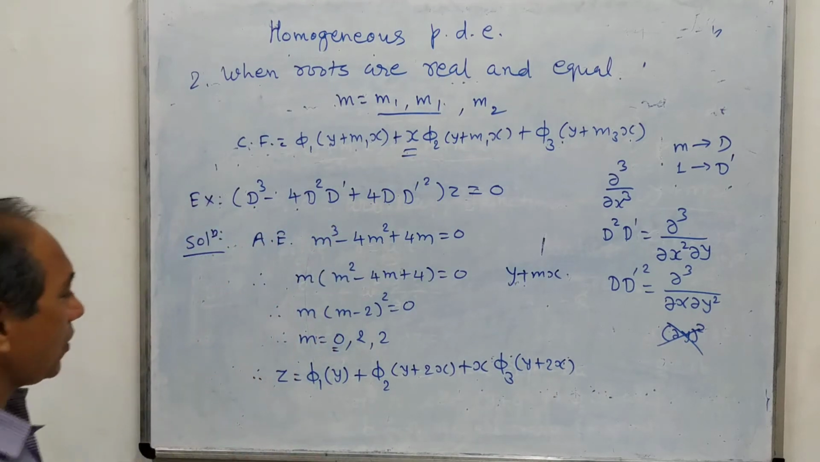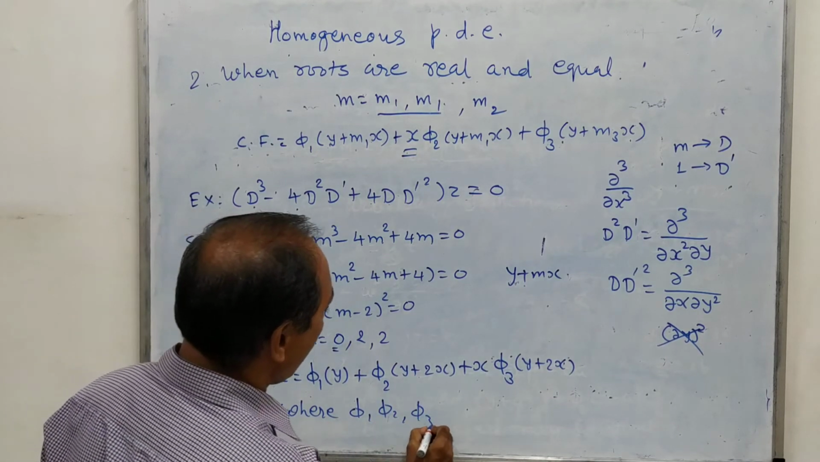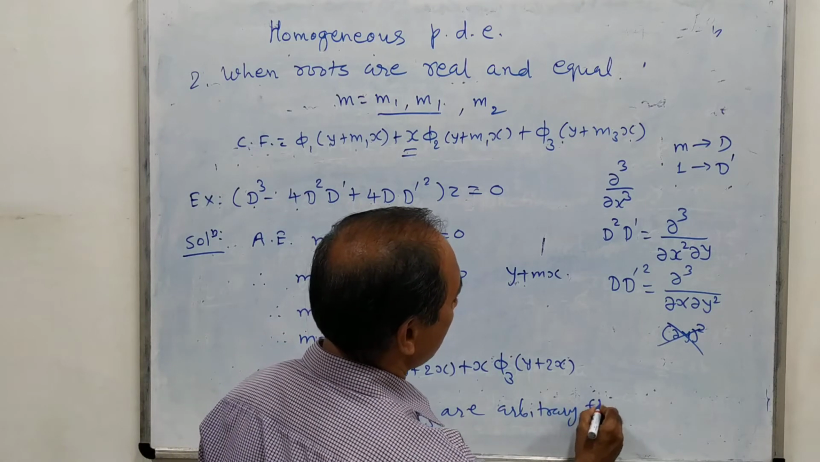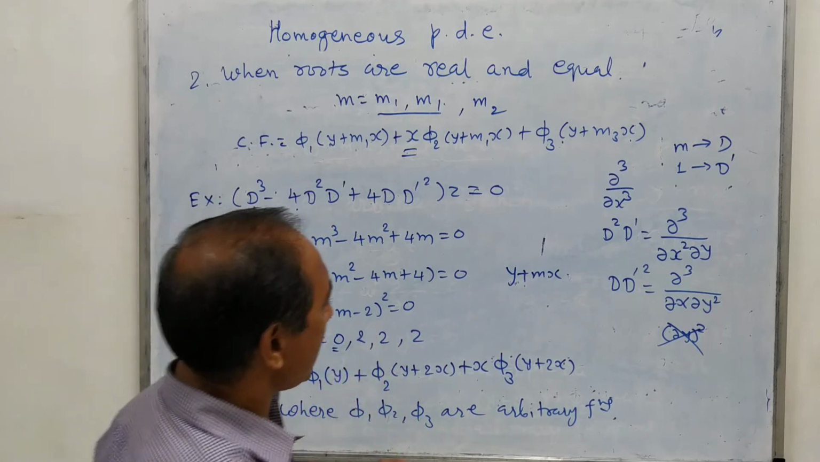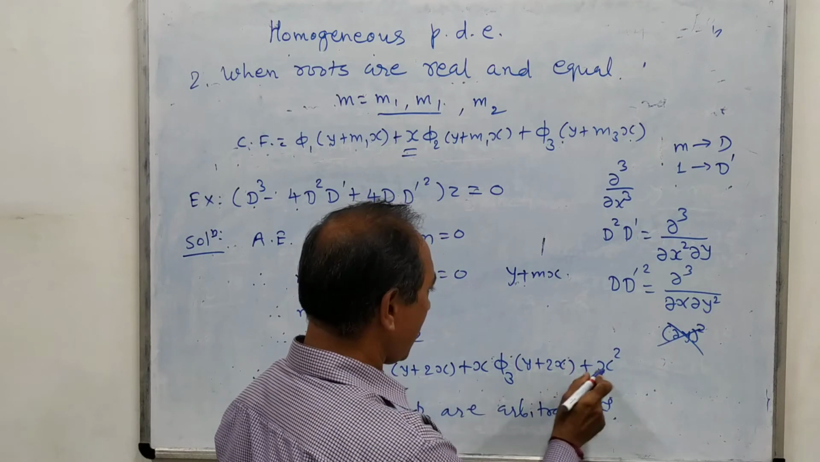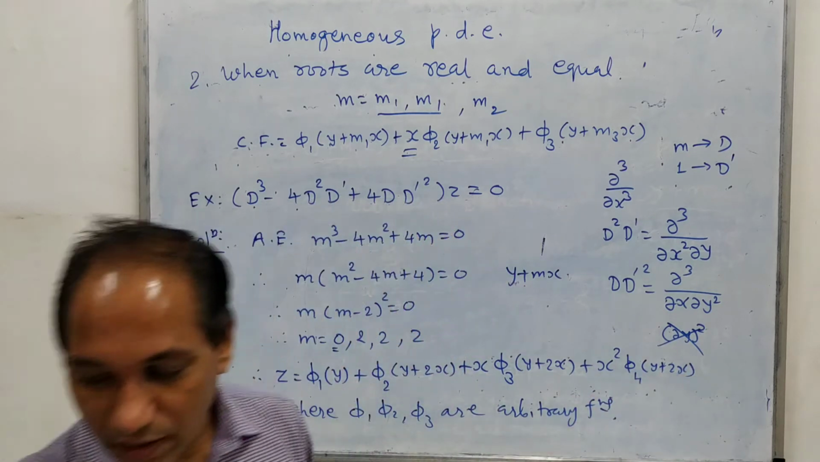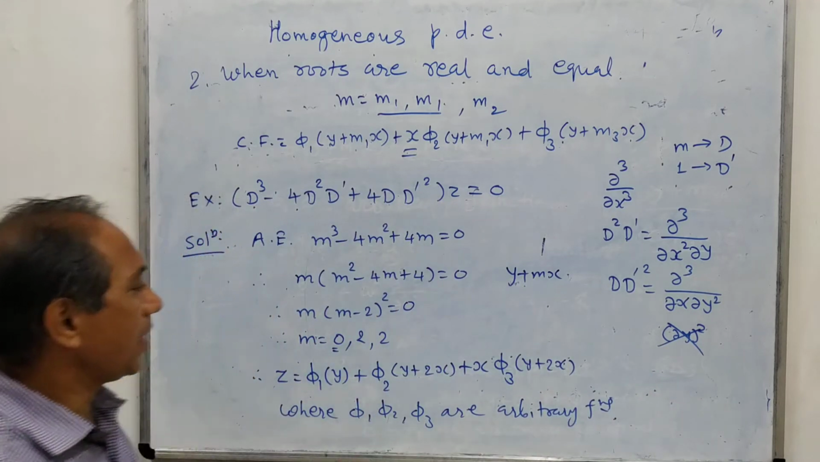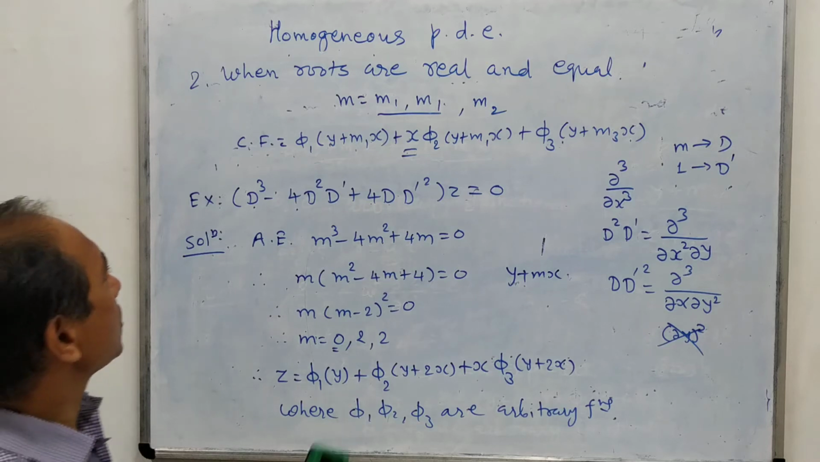Okay, so this is the solution, and you should write down that phi 1, phi 2, phi 3 are arbitrary functions. Suppose if one more root is there, that is 3 roots are there, then nothing is difficult. You multiply the second one by x, then x square there, and write down phi 4 y plus 2x. So you can get the solution in this type. If more repeated roots are there, then you multiply this by x, x square, x cube, and so on. Okay. So this is the solution.